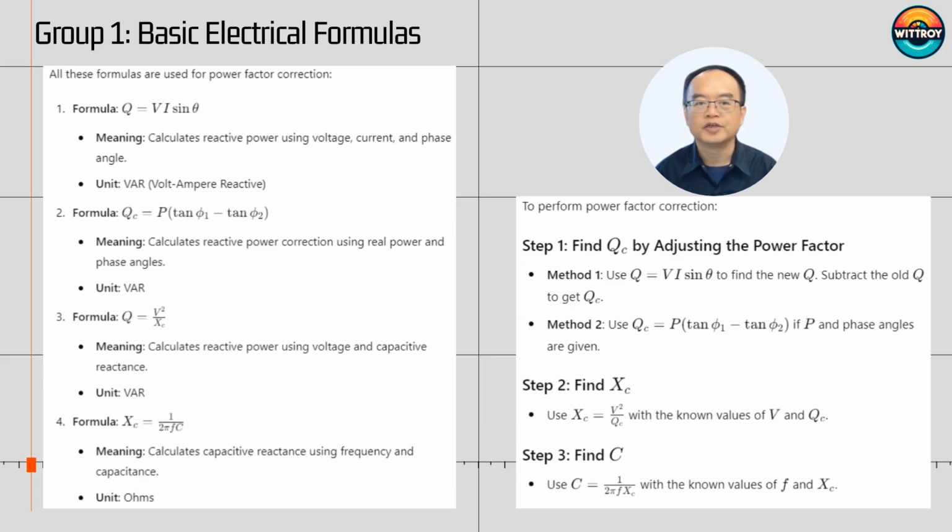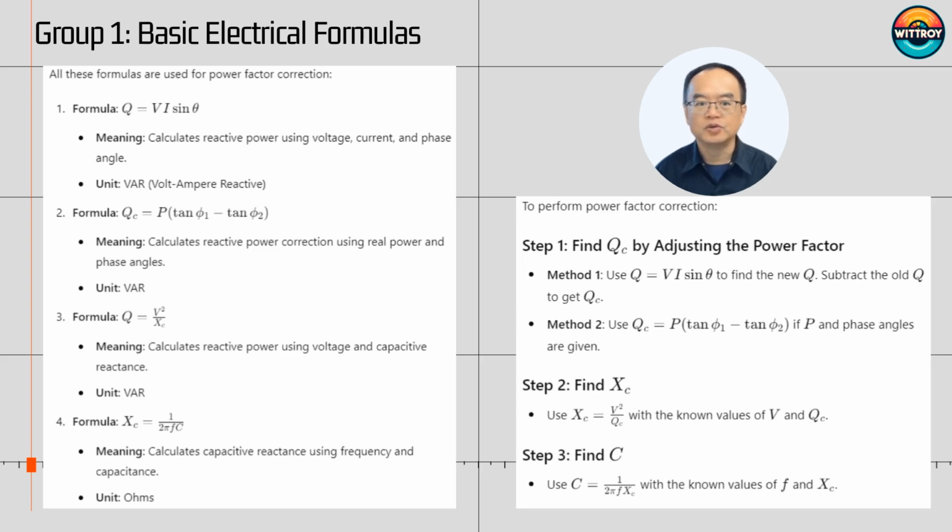Here's how to proceed with an example. Calculate QC if you have the values for V, I and theta. Use Q equals VI sin theta to find the new Q. Subtract the old Q to get QC. Alternatively, use QC equals P times (tan phi 1 minus tan phi 2) if you have the real power P and phase angles.